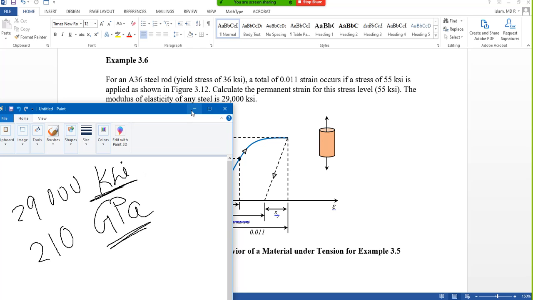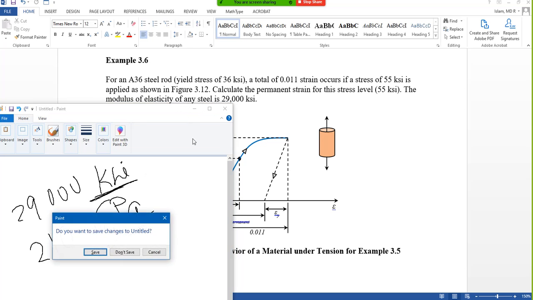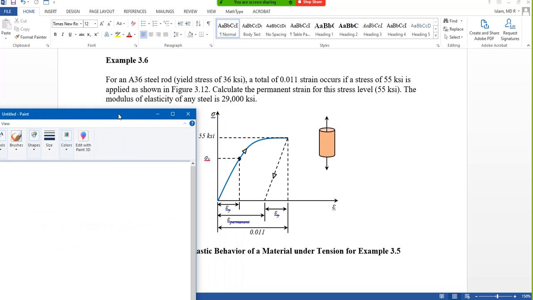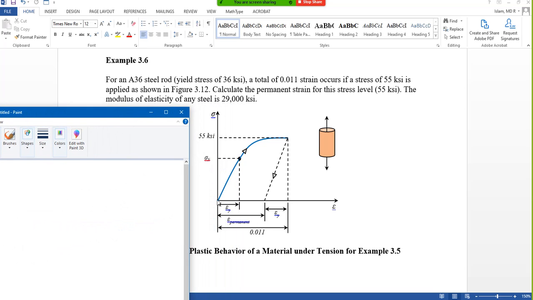Okay, so if we solve the problem, the figure will tell you a lot. It is going this way, this way, this way, and the stress is 55. You can see the yield stress is 36. That means 36 roughly here. It crossed the yield stress. What does it mean? It means it is in the plastic region. It crossed the yield or elastic limit, so there is some permanent strain.